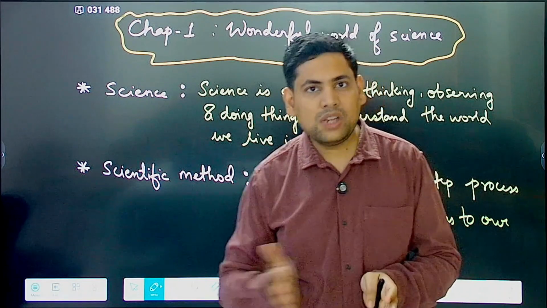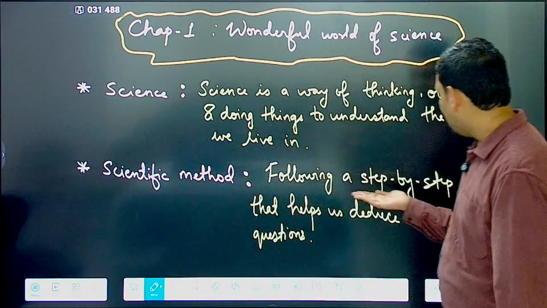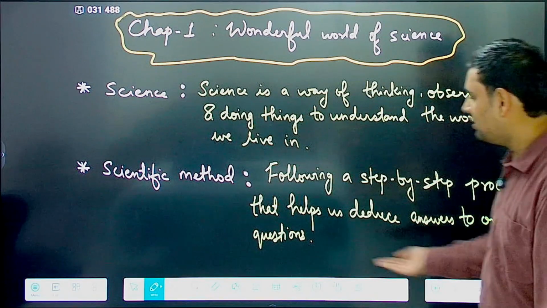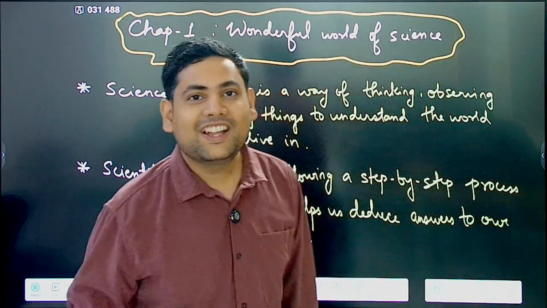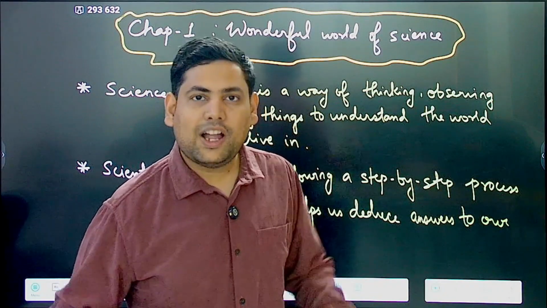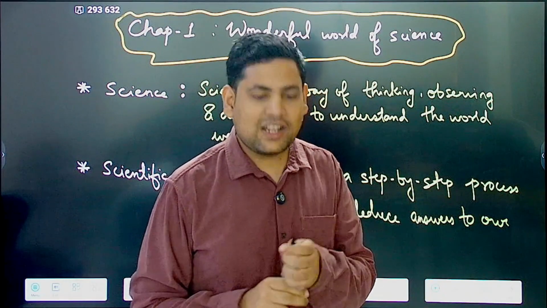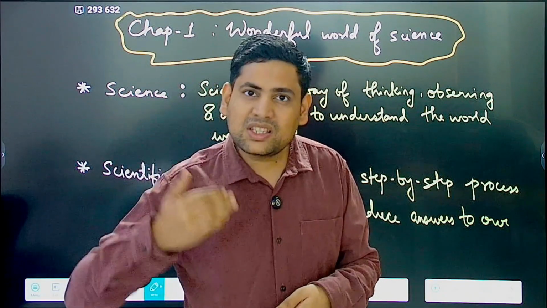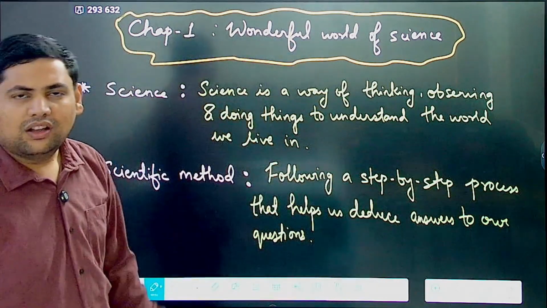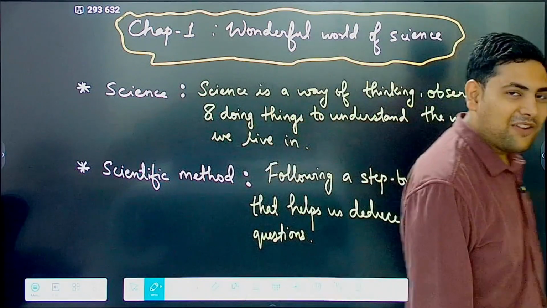What you are doing essentially is what the scientific method is, and that is following a step by step process that helps us deduce answers to our questions. What was our question? Why is my pen not working? And how I went about it, I saw the refill, then I saw if there is some breakage, and then I saw the nib. All this is a step by step process that we are taking to get to our answers. This is the scientific method. For this chapter, we have only this.